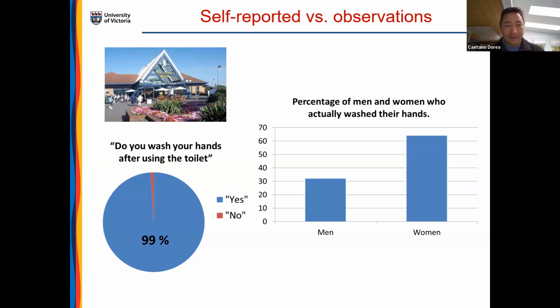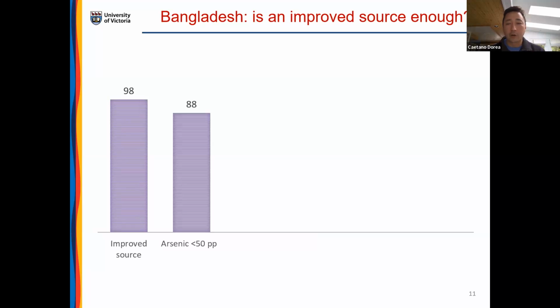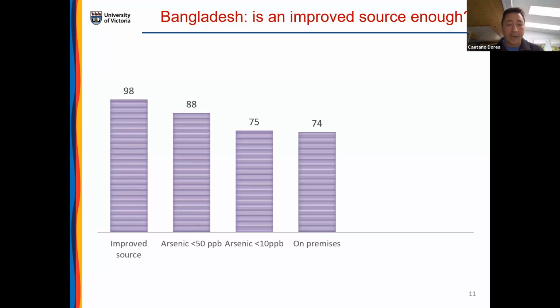Now, let's go back to our topic of drinking water. This is data from Bangladesh. When we looked at just improved sources of water, 98% of Bangladesh had an improved source of water. Now, when we start incorporating some water quality parameters like arsenic, we could have a 50 ppb limit, or we could be a little more stringent and go down to the 10 ppb limit. We could ask, is water on premise? And we notice that the percentage keeps going down.